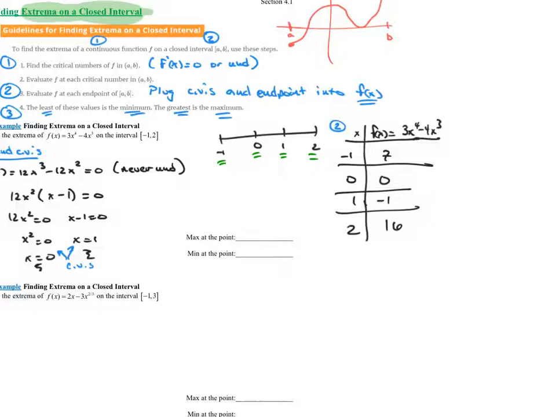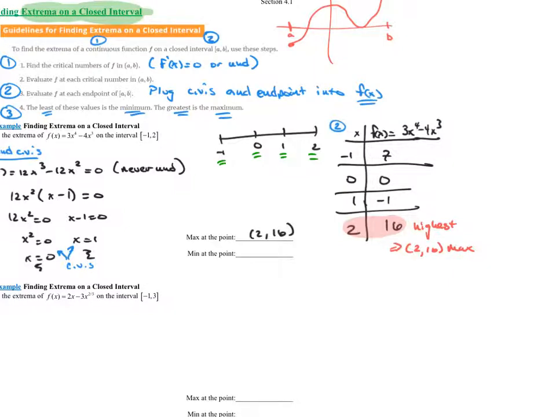Notice that this point here is the highest. That's my highest y value. So that implies 16 is a maximum. So the maximum point occurs at the point on the graph, (2, 16). Let's keep on going.